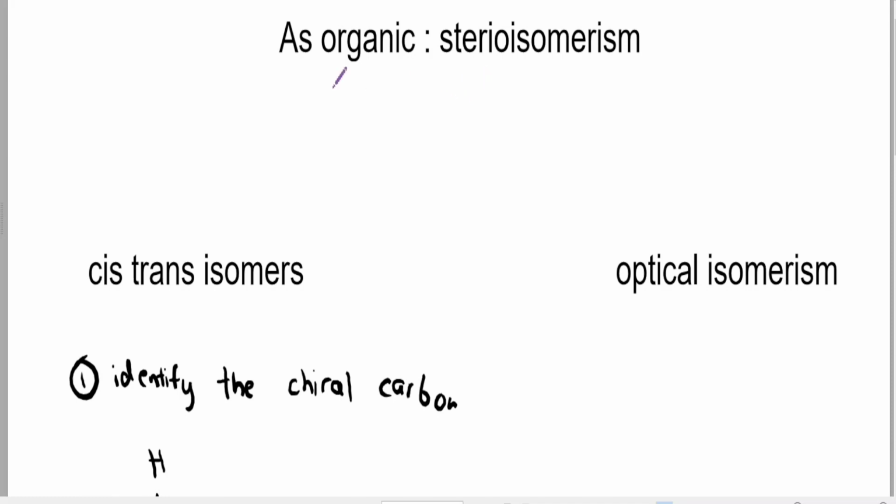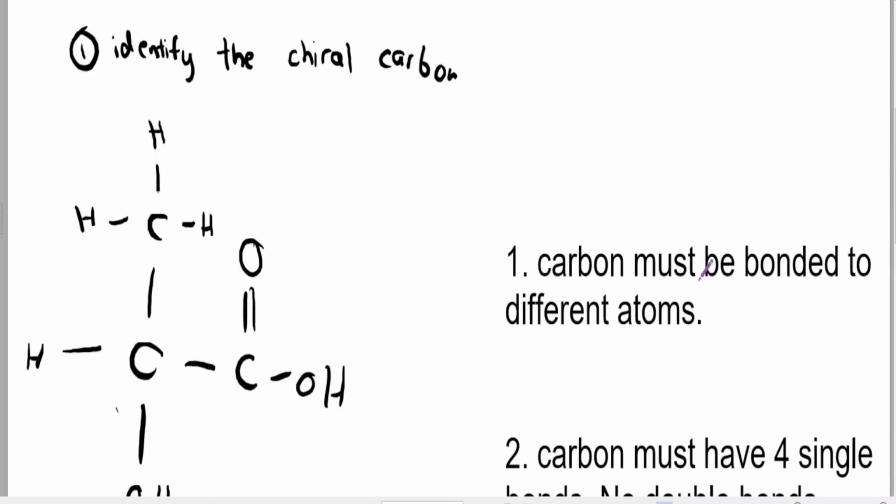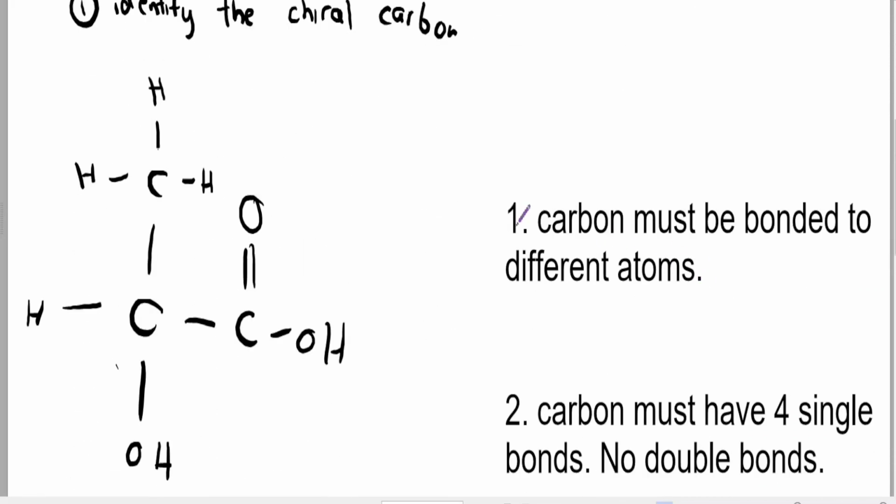In the last video, we talked about stereoisomerism having two types of forms, cis-trans isomerism and optical isomerism. Just like cis-trans isomerism had some conditions, for optical isomers to form, I also have some conditions, and I've divided the formation of optical isomerism into three different steps. So, the first step in forming optical isomers is identifying the chiral carbon.